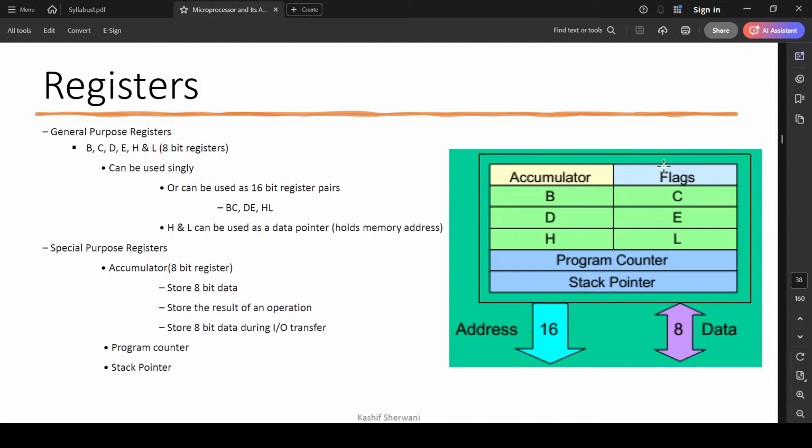We have accumulator, flags, B, C, D, E, H, L. They can be used singly, meaning you can use one at a time, or as 16-bit register pairs. If there is a 16-bit number and you wonder how to store it, you can use B plus C, BC, as 16-bit, 8 plus 8. So the pairs can be BC, DE, and HL instead of BD.